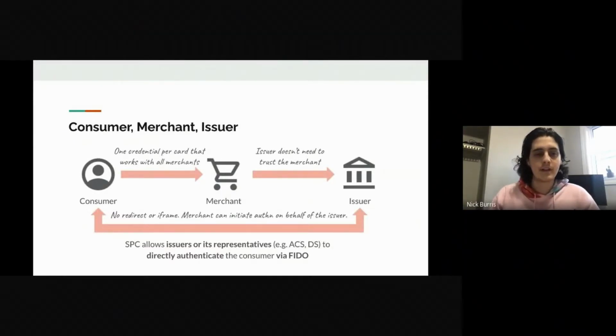We achieved this by creating an API to associate FIDO credentials directly to payment instruments. This means that the user only needs to enroll a credential once to be able to use it with any merchant, and the card issuer doesn't need to have individual agreements with merchants. Also, unlike vanilla WebAuthn, a third party, i.e. the merchant, can initiate the authentication on behalf of the issuer.